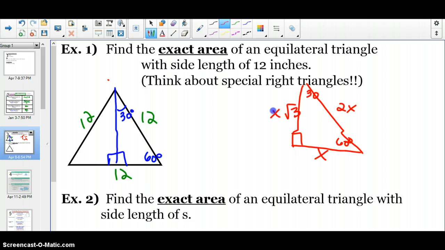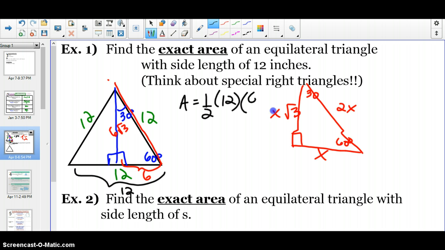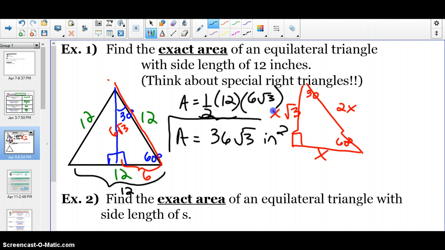Okay, so using that knowledge, if this side here is 12, which is the hypotenuse, that means this side here is 6, which means that the height is 6 root 3. So if you need to find the area of the triangle, then you'd say area is 1/2 base times height, and the whole base here is 12, times the height, which is 6 root 3. And so you'd simplify: 1/2 times 12 is 6, times 6 is 36 root 3. And that's going to be in inches squared.